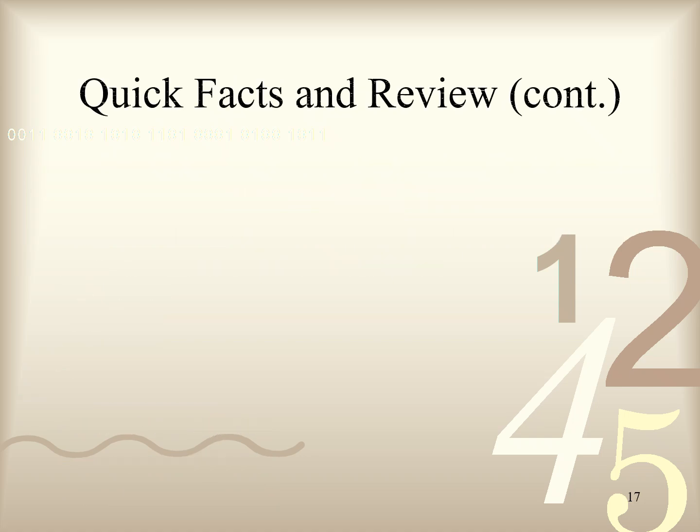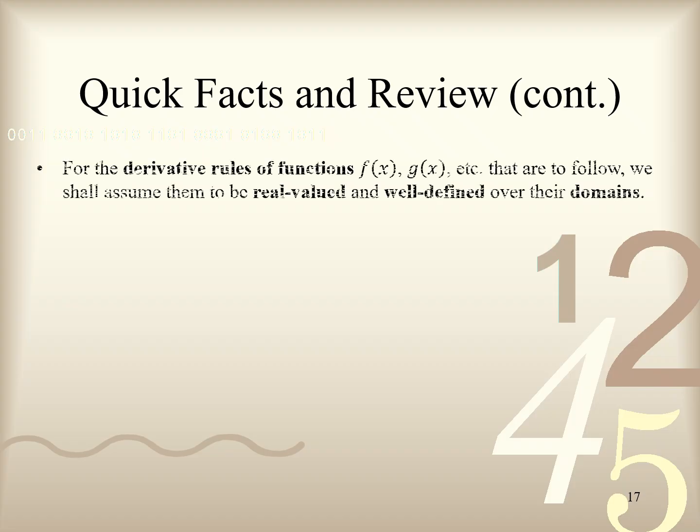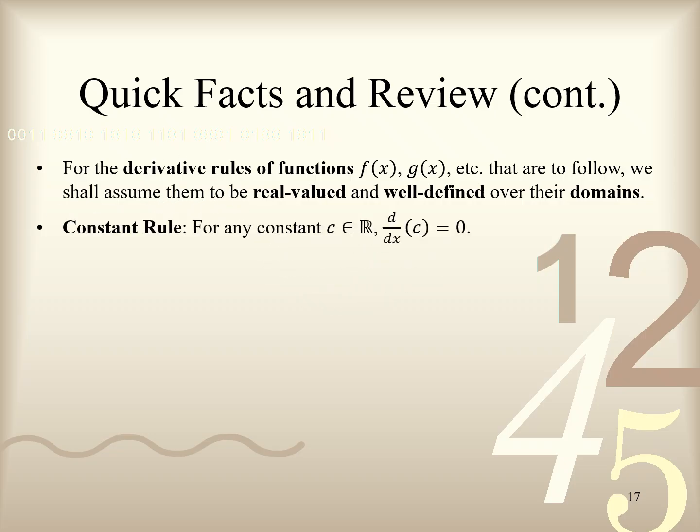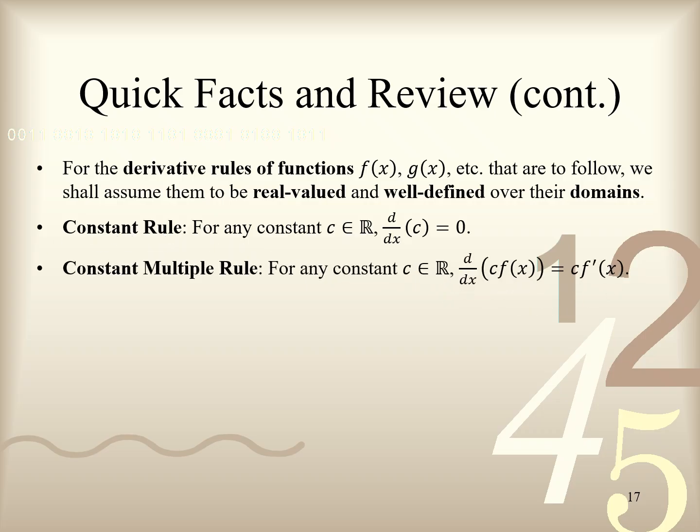In this second set of quick facts and review for problem 10, for the derivative rules of functions that are to follow, we shall assume the functions to be real valued in the variable x and well defined over their domains. The constant rule states that the derivative of any constant is always 0. The constant multiple rule states that the derivative of the product of a constant and a function f equals the product of the constant times the derivative of f.